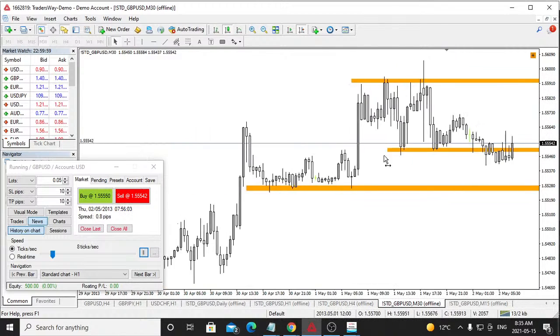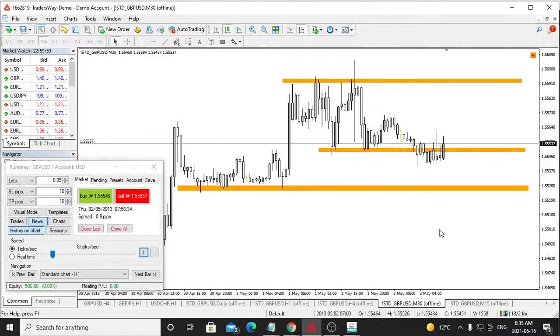I'm gonna zoom out and we're gonna see what is going on. This zone right here is like the previous zone that price broke out of yesterday because of news. So now we're back in this zone. Look how choppy it is.